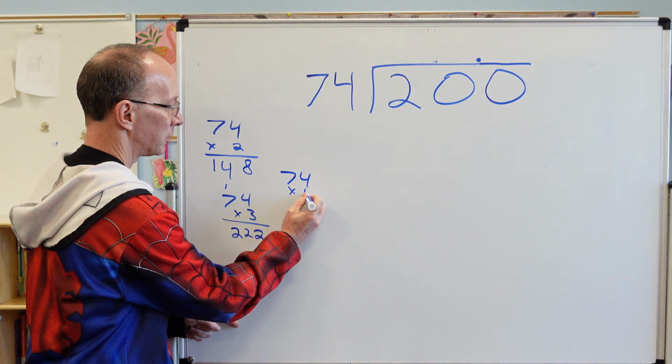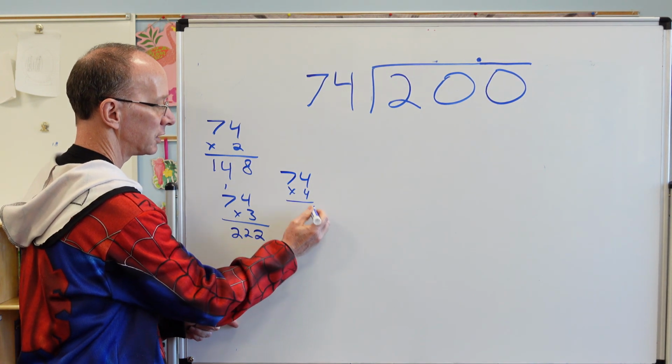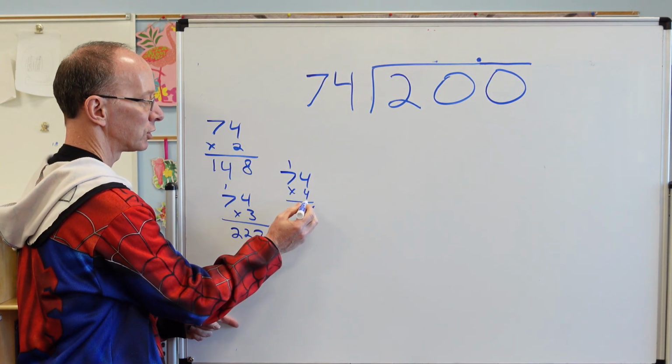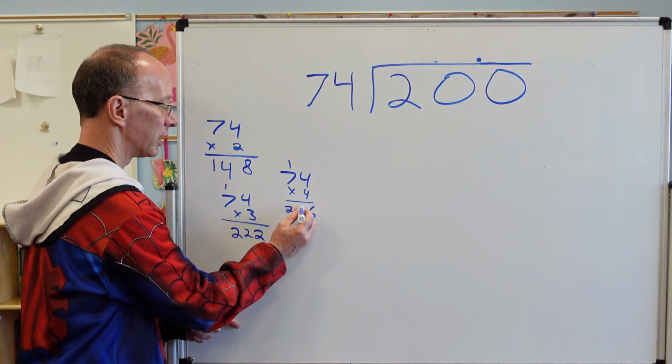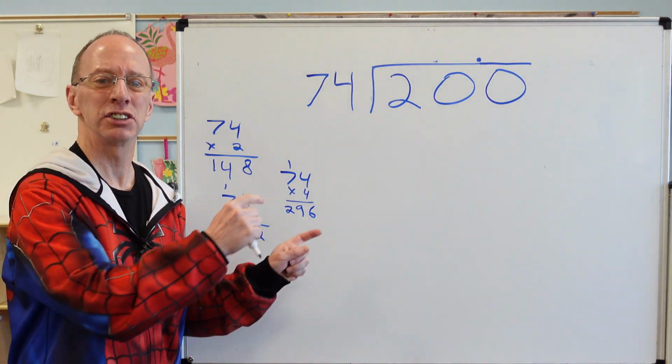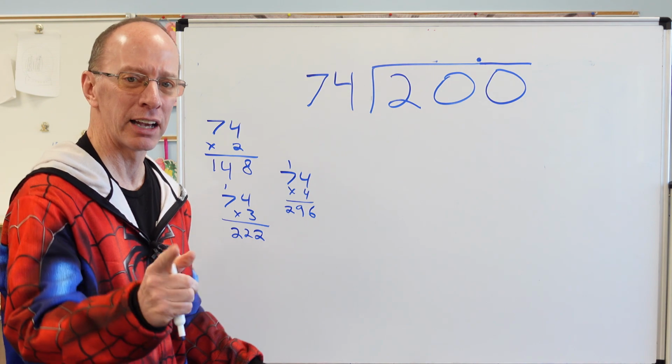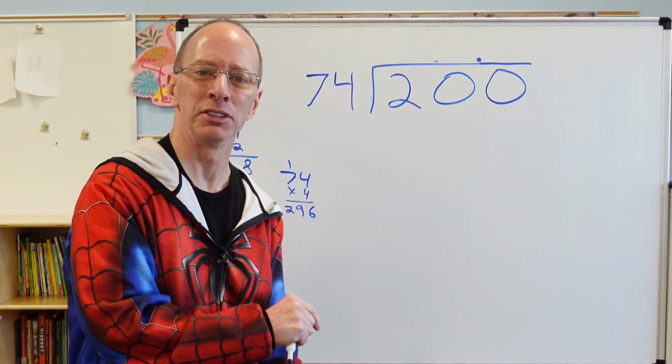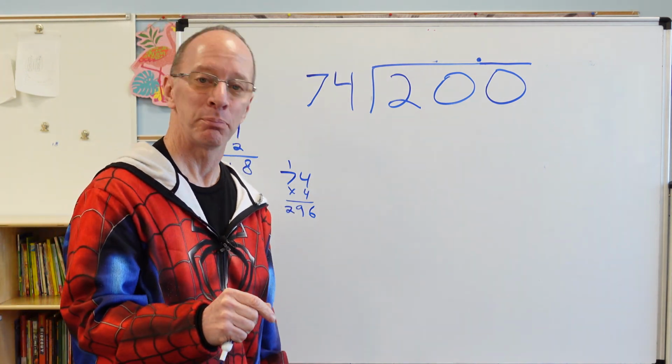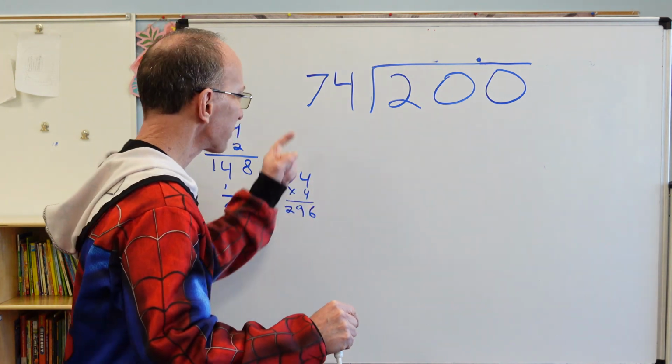74 times 4. 4 times 4 is 16, carry the 1. 7 times 4 is 28, plus the 1 is 29. See how important it is to memorize your multiplication? If you haven't done it, start memorizing your numbers. It'll make life peachy, a lot easier.